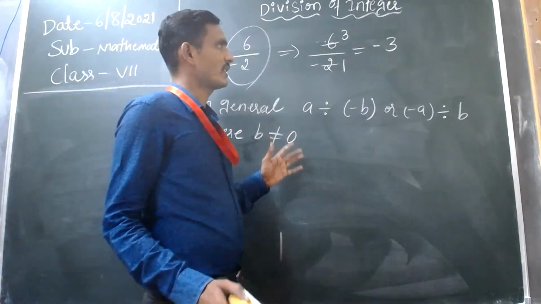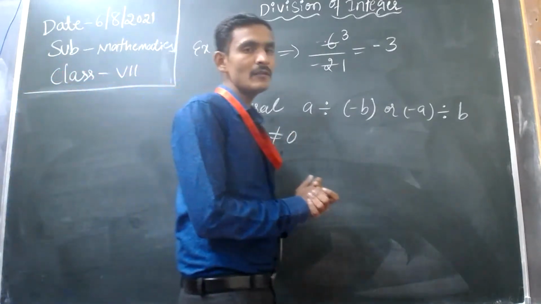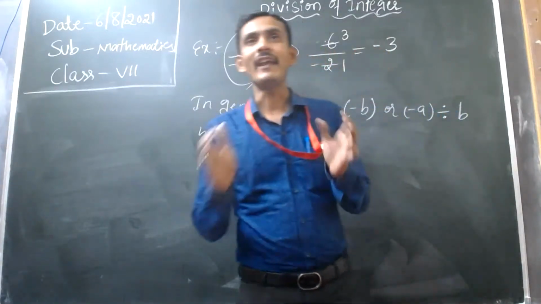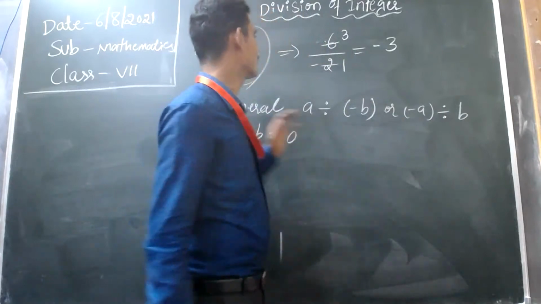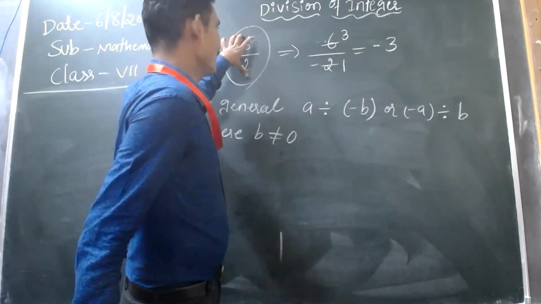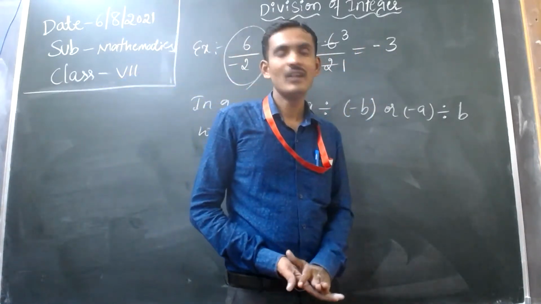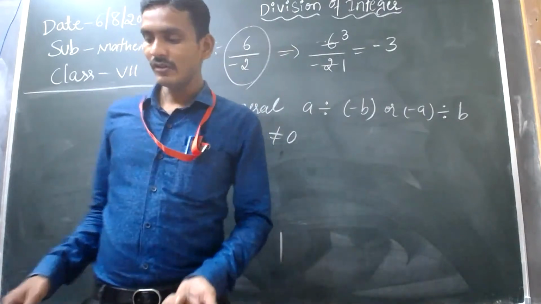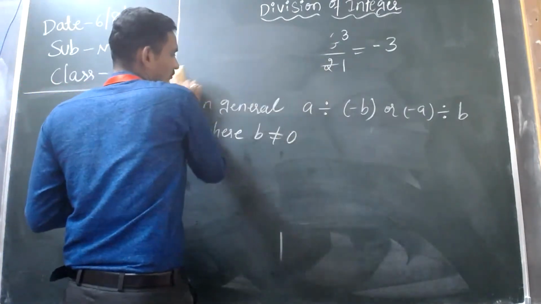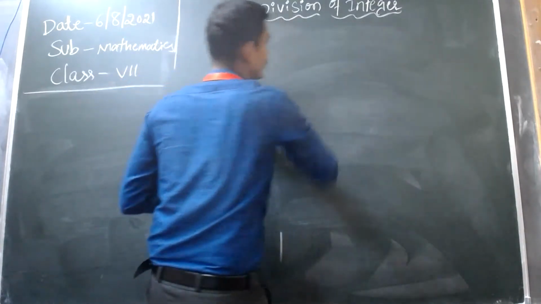This is the first case. In the first case, one is a positive integer and another one is a negative integer. In that case, you have to divide the whole thing, and afterwards you have to put the sign of a negative. So next, the second case.